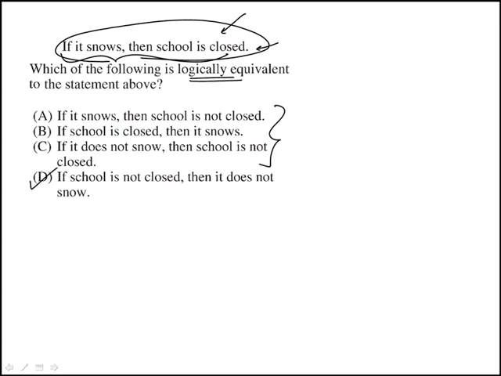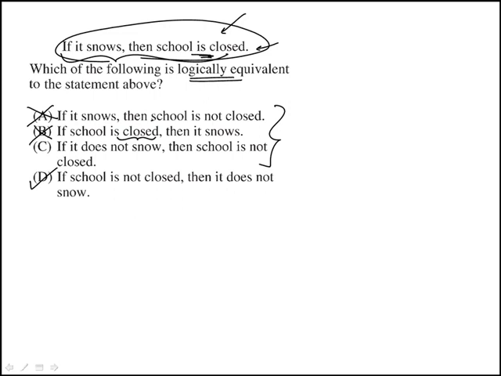The remaining ones you can also eliminate using logic. It says, if it snows, then school is not closed. Well, if it snows, we know school is closed, so this one is not equivalent. If school is closed, then it snows. No, we can't do that. The school is closed. It could be maybe there's some other reason. So it doesn't mean that it's necessarily snowing.